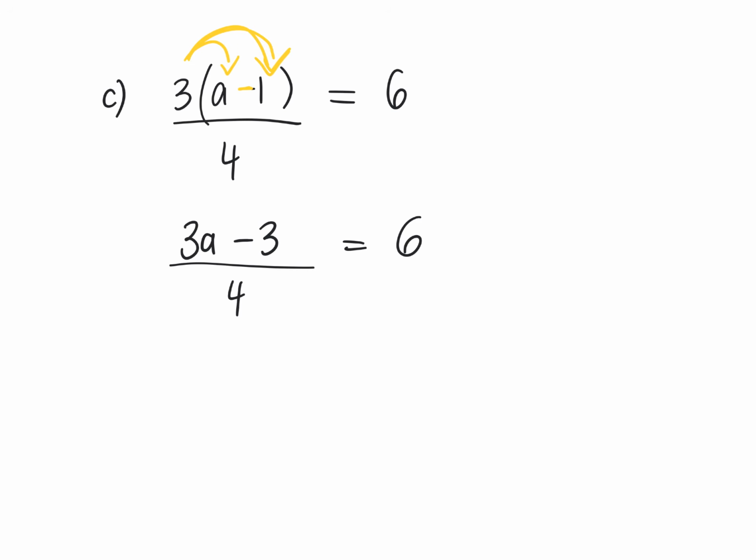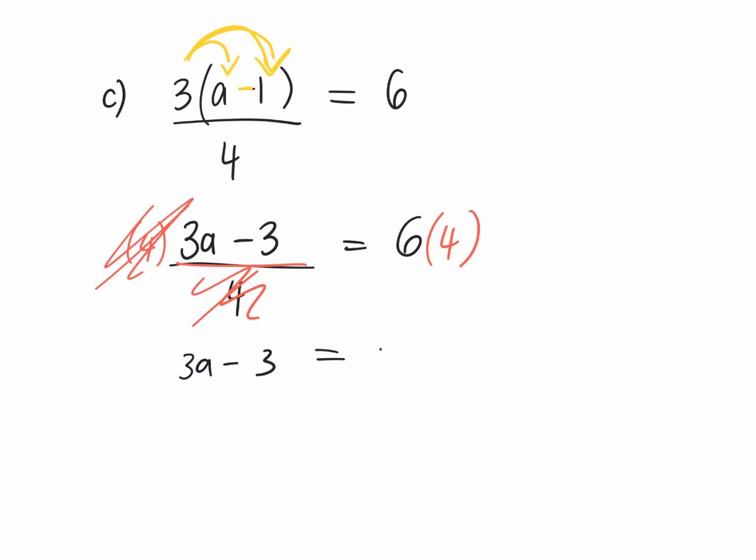What can we do here? We just did it over there. Okay, one way to do it. Opposite of divided by 4, multiply that by 4 to get rid of the fraction. So what do I have to do to the right side? Same thing. Multiply by 4. So I'm left with 3a minus 3, right? I've gotten rid of this. Equals, what's 6 times 4? 24. Okay, 3a minus 3 equals 24.